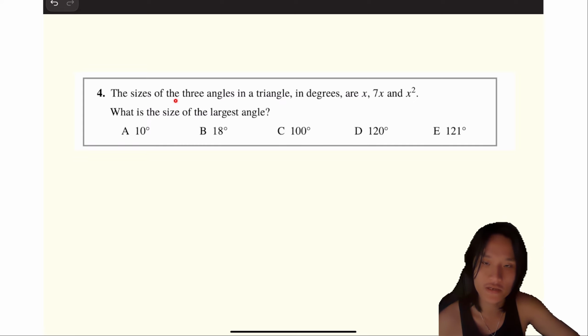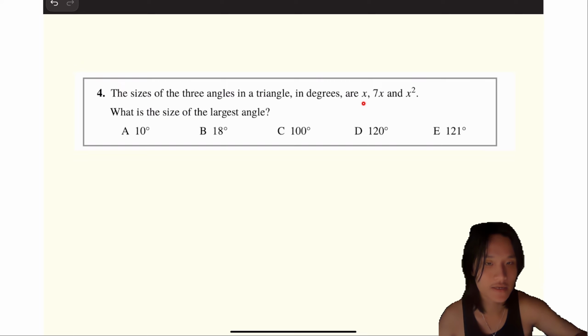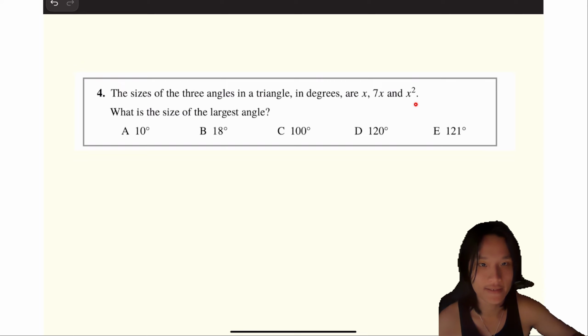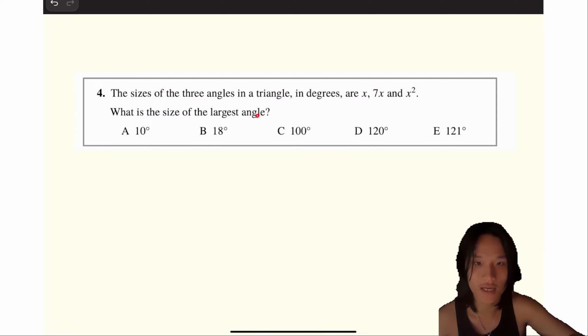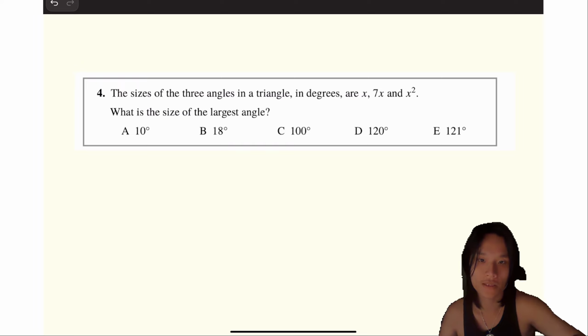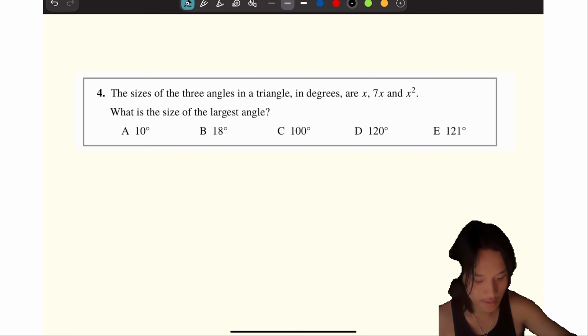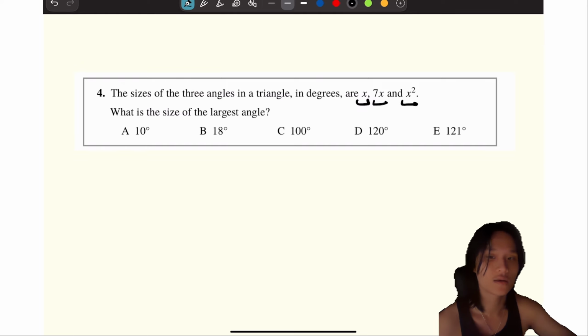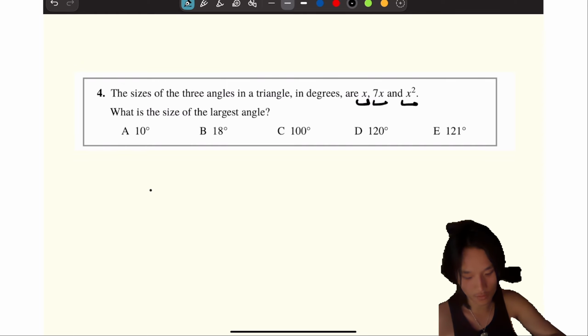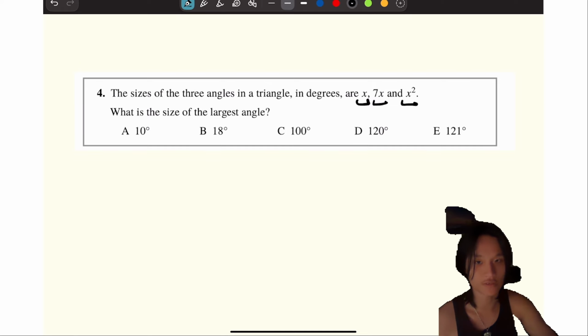The sizes of the three angles in a triangle in degrees are x, 7x, and x squared. What is the size of the largest angle? So when we see this problem, we know that there are three given angles, which are x, 7x, and x squared. So I think one thing we can do is to just draw a random and arbitrary triangle.